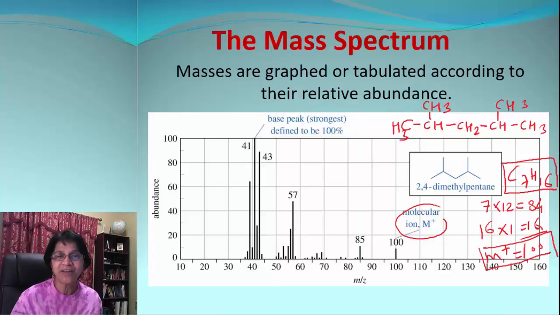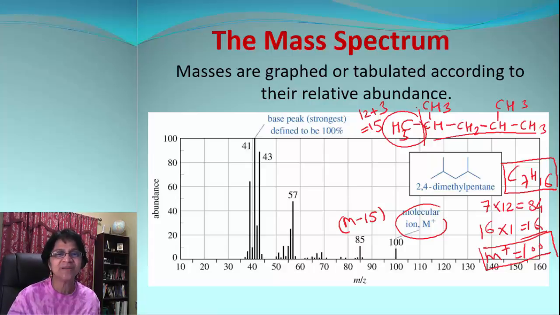So let's say if I use that pair of scissors and end up cutting off that CH3 group, that is gone. The remaining part which you have will be the molecular ion minus the mass of the methyl group. And how much is the mass of the methyl group? It's 1 carbon and 3 hydrogens. So it's 12 plus 3, which is 15. So your M is 100 and M minus 15, which is the methyl group, will give us 85.